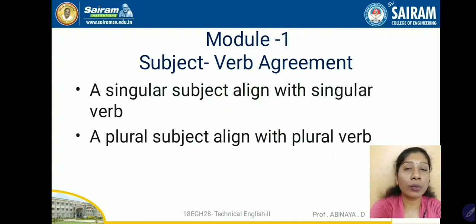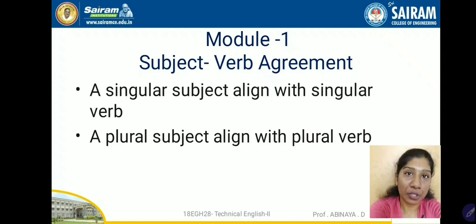I already told you, in English every sentence must contain a subject and a verb. What is the agreement between that subject and verb? It is nothing but the verb in the sentence must agree with the subject in the sentence. If the subject is singular, the verb should be singular. If the subject is plural, the verb should be plural.